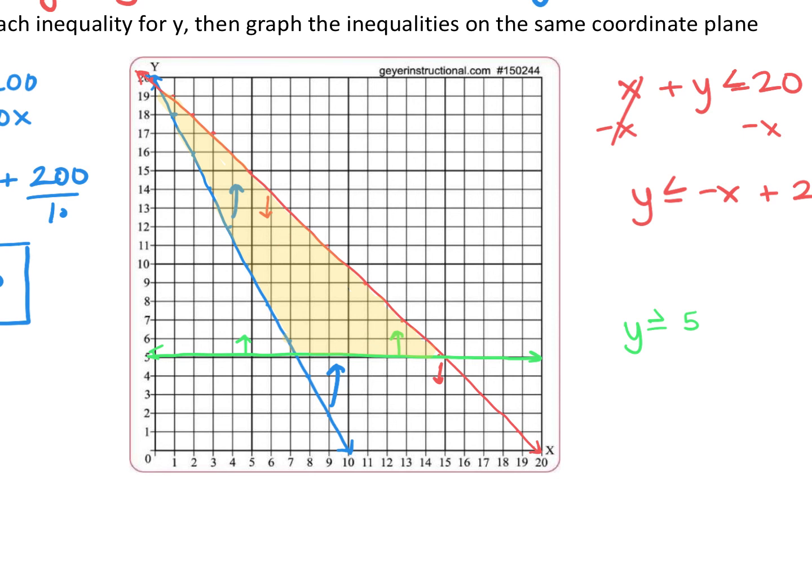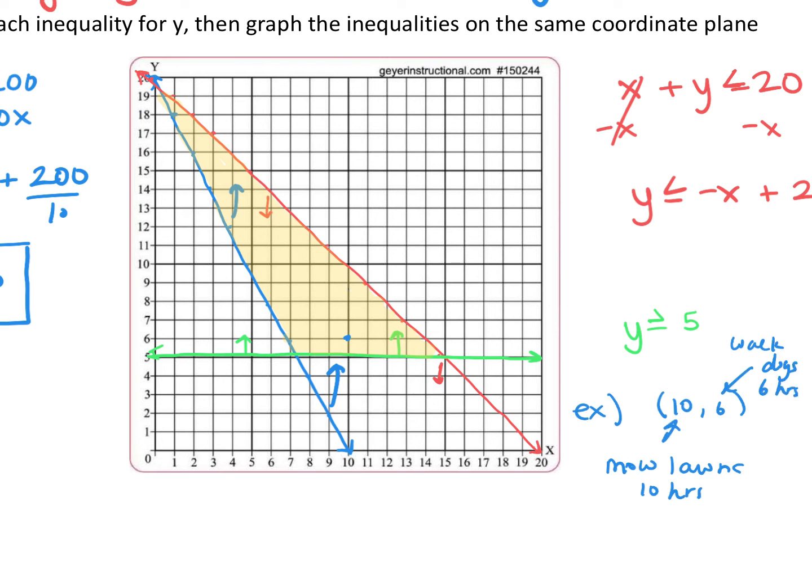The shaded region are all of our solutions, but we could be more specific and say, let's look at the ordered pair, I don't know, 10, 6. 10, 6 is right here. Because that's in the shaded region, that means he could mow lawns for 10 hours. He could walk dogs for 6 hours.